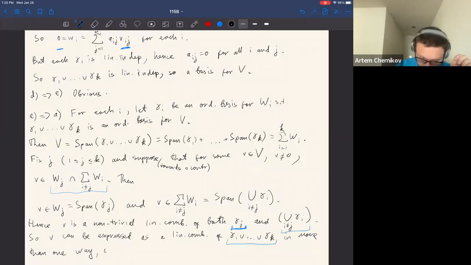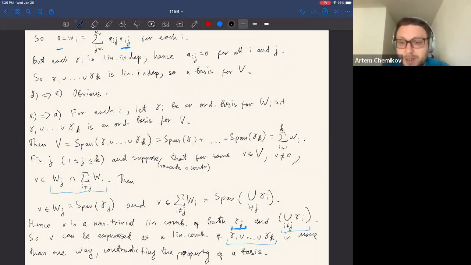So we are contradicting the property of a basis. Because we know that for a fixed basis, for each vector in V, there's only one way to write it as a linear combination of the vectors in the basis, for every non-zero vector, more precisely. But then this means that this is impossible. So the conclusion is that Wj intersected with the sum of the Wi for i different from j only contains the zero vector. So this means that A holds. That's exactly what it means to be a direct sum of subspaces: it is a sum of subspaces, and the intersection of each of them with the sum of the other ones is trivial, only containing the zero vector.